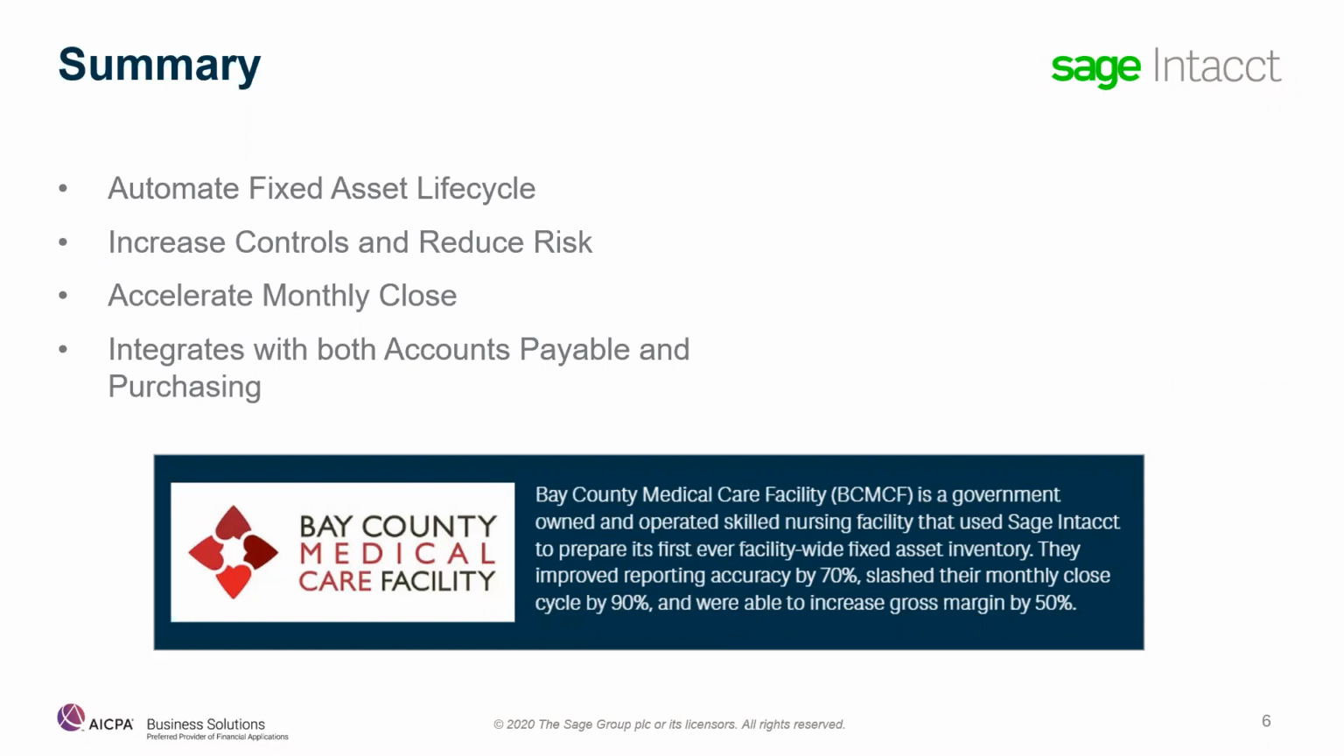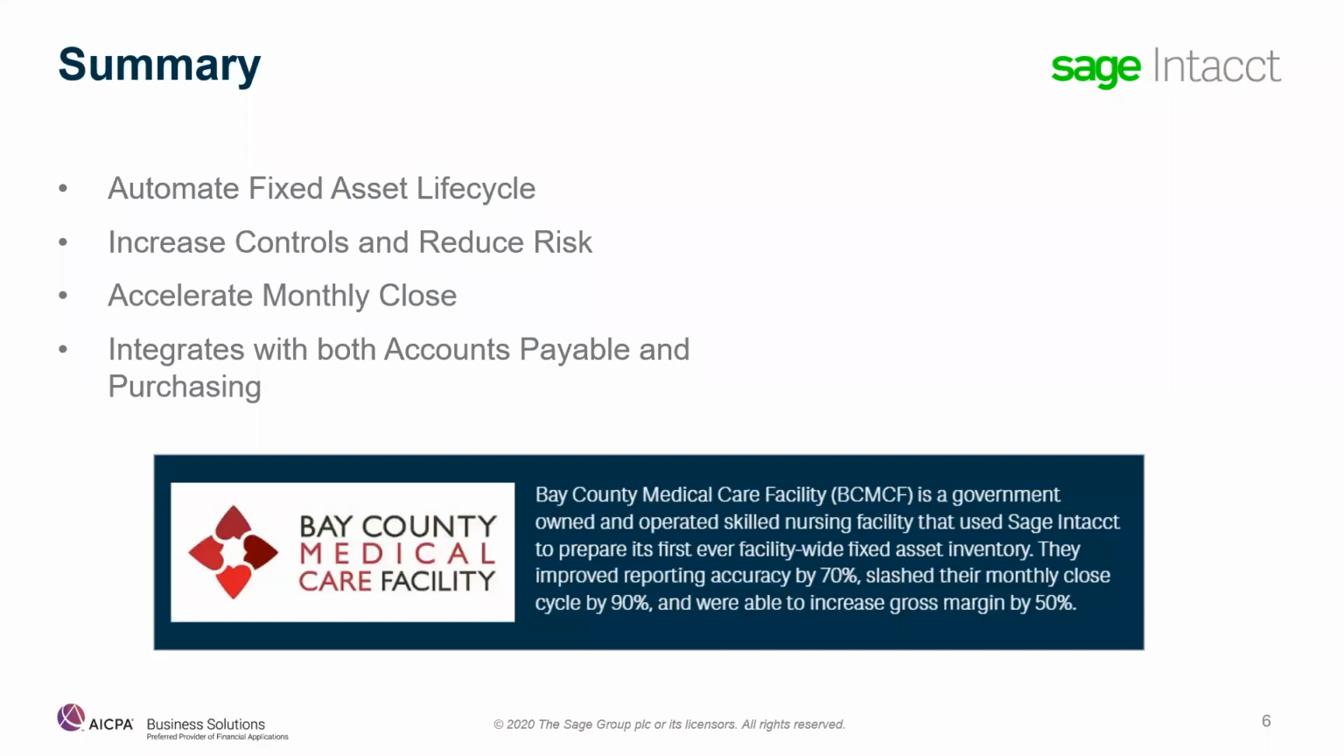This is going to allow you to really have a defined path. It's going to control the process better and reduce the risk of you not perhaps getting the proper depreciation and the proper tracking of those assets. It should help you accelerate your monthly close because now you're not going to be doing those manual journal entries. And remember that it integrates both with accounts payable and purchasing, and then obviously goes on forward to post into the general ledger.